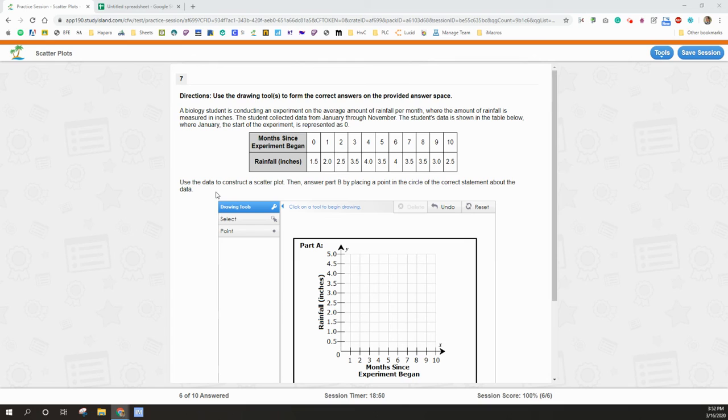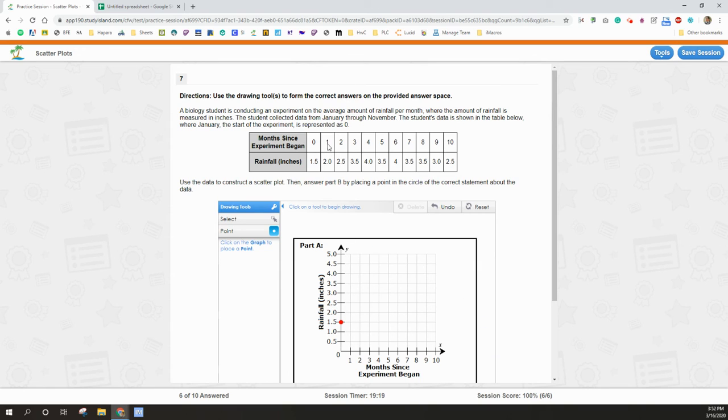So first, let's make our scatter plot. Our first point is 0 for the month since the experiment began, and 1.5 inches. So I go to point, because a scatter plot is a bunch of points, and I want to go to month 0 and rainfall 1.5. The months are on the x-axis, and the rainfall is measured on the y-axis. So 0 is the far left of the x-axis, and 1.5 is right there. So that is the point 0, 1.5.